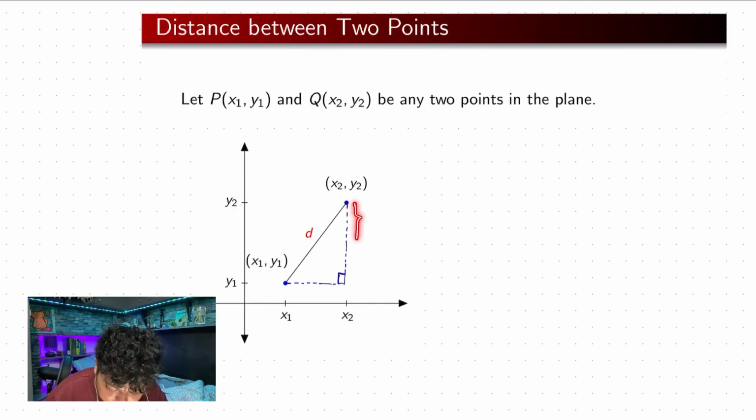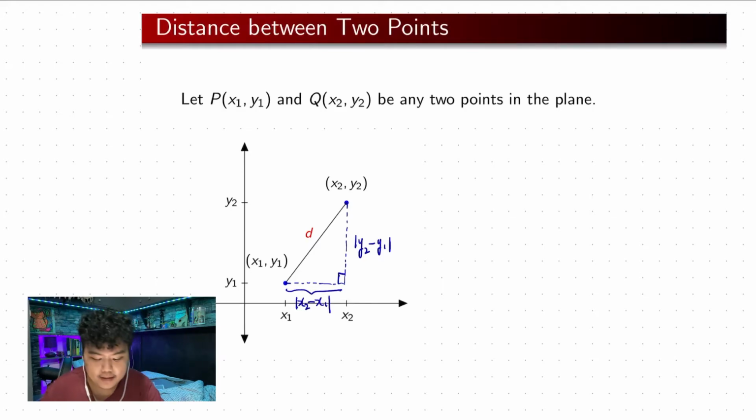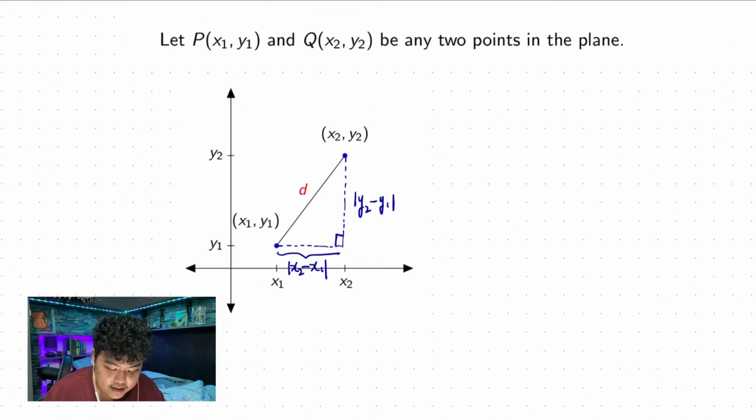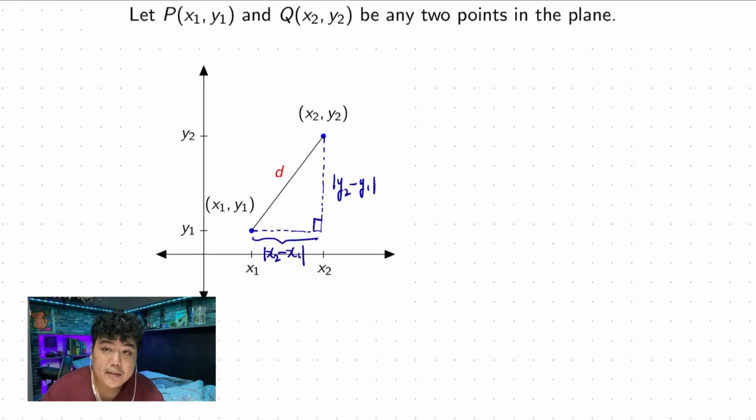At itong distansyang to, this is the difference in the y values. Let's get the absolute value para walang mga negative, no? At ito naman, the difference in x, which is absolute value ni x2 minus x1, may absolute value para lang hindi mag-negative. Para distance yung nire-represent nila. And by the Pythagorean theorem, d square is equal to x2 minus x1 square plus y2 minus y1 square.